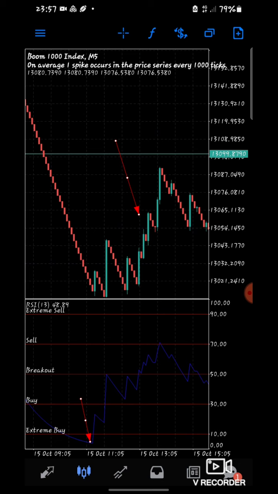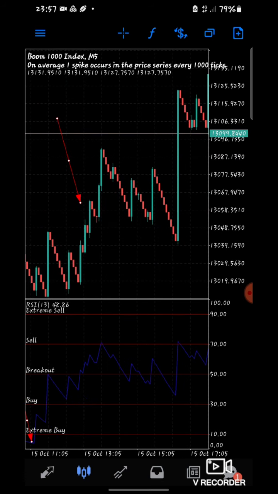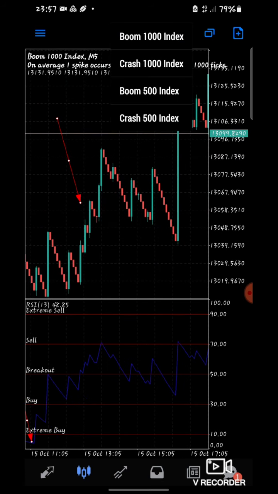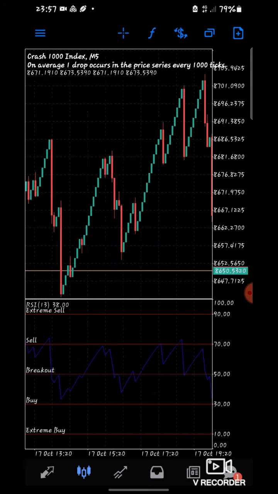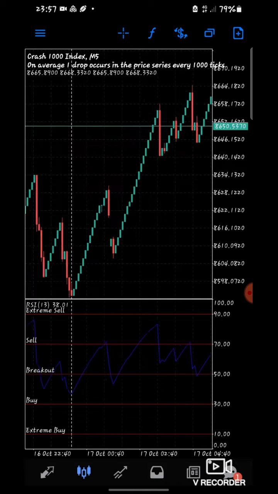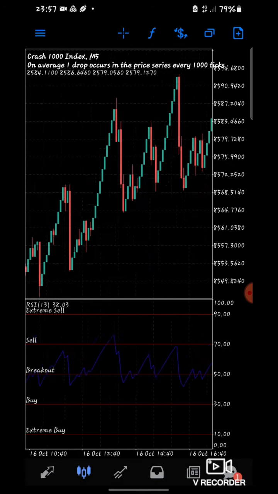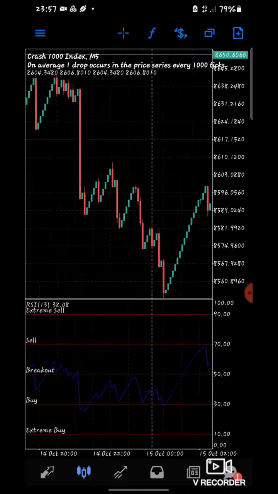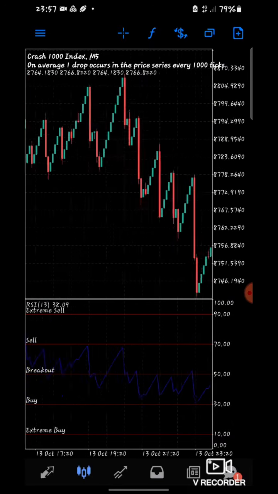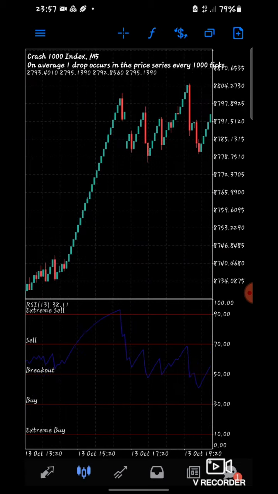Something applies to crash. Let's see where it touches the 90. It really happens, guys. It doesn't happen always.